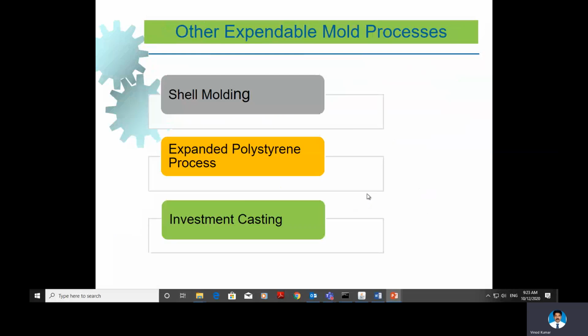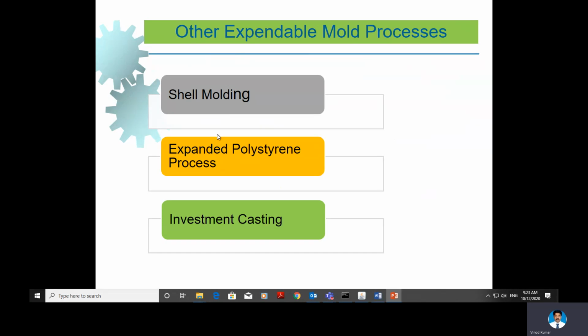Then other expendable mold casting processes. Other expendable mold casting processes are shell molding, expanded polystyrene process, and investment casting. These are the other types of expendable mold casting process. As I explained before, expendable means we have to break the mold and take out the part. We can use the mold only once; it is not reusable.